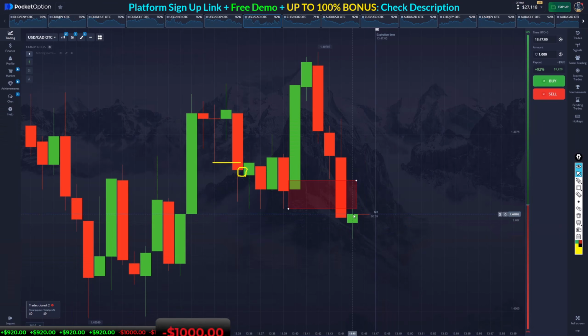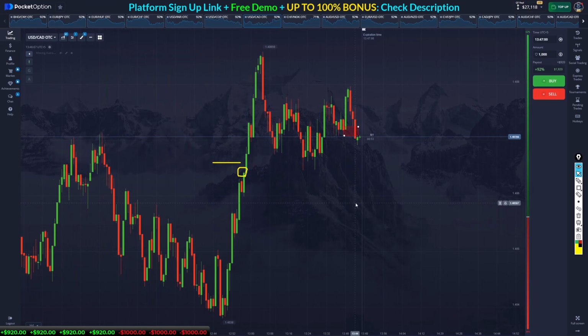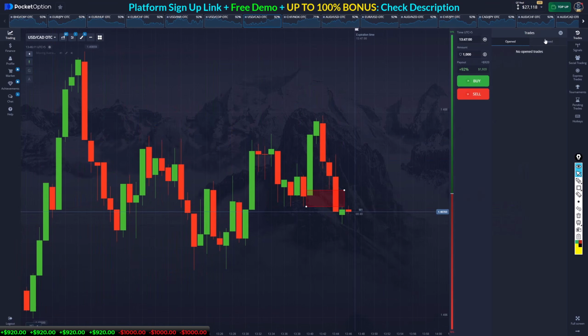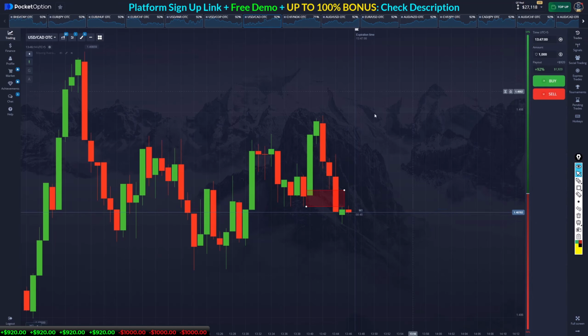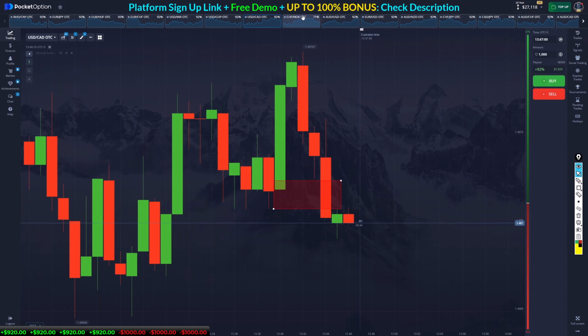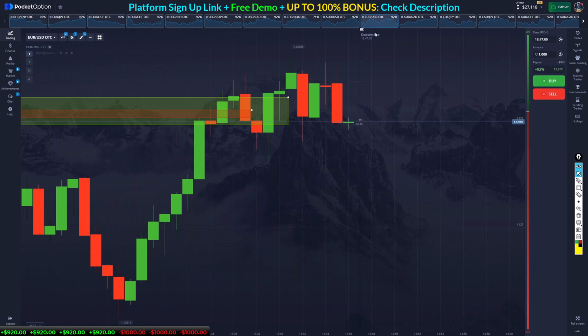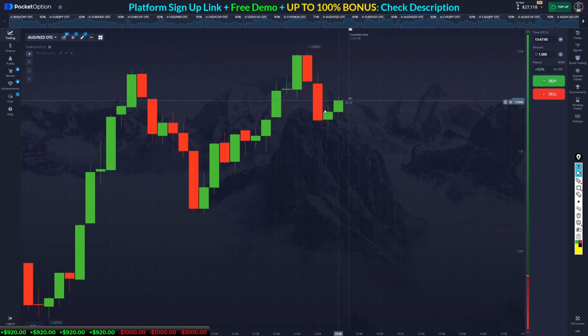Oh my God, I lost this trade because of my entry. Terrible. Okay. Let's just move on and look for other trades. You know, nobody's perfect, right?